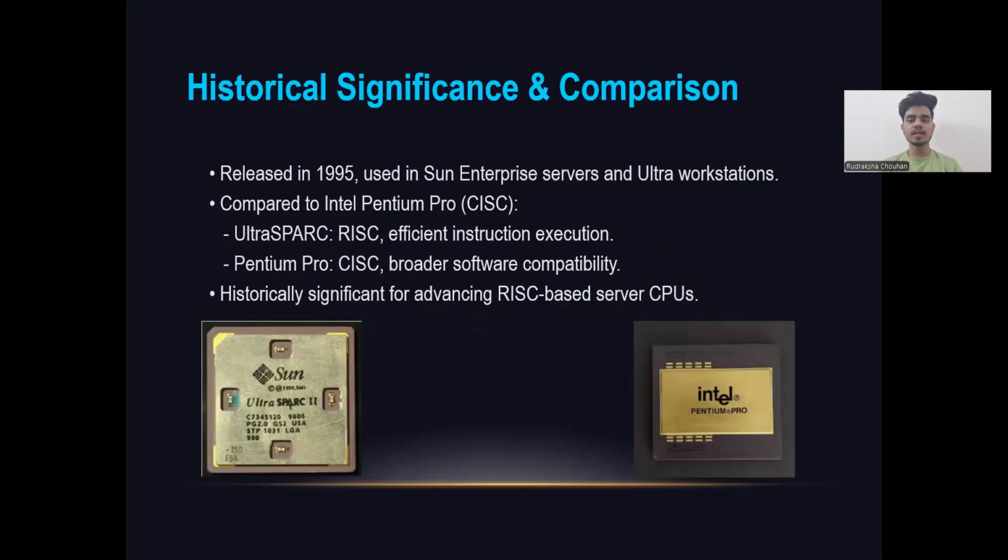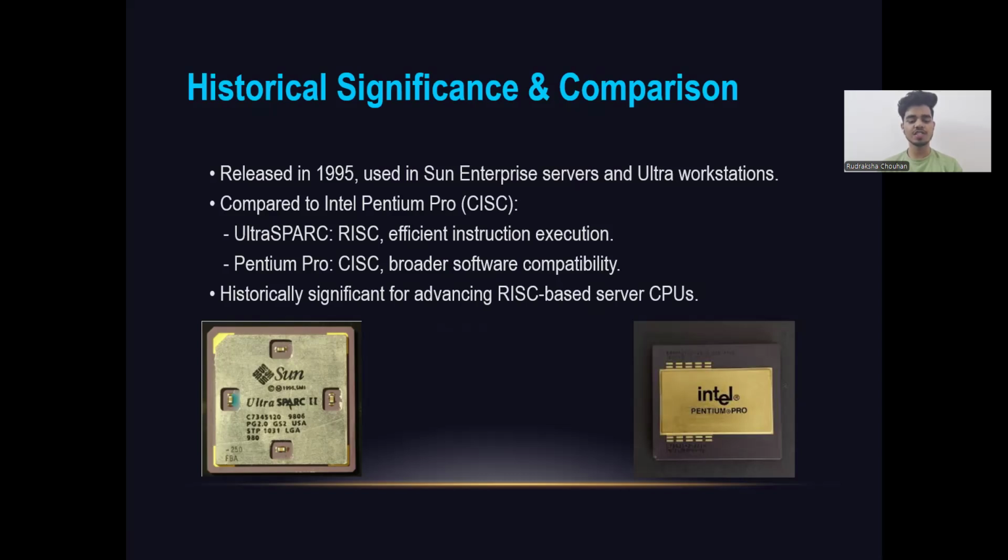So coming to its historical significance and comparison, the UltraSPARC processor was launched in 1995 and quickly became the backbone of the Sun Microsystems enterprise servers and workstations. At that time, it was competing with processors like the Intel Pentium Pro, which used a CISC, complex instruction set computer design, while the Intel processors focused on compatibility with other software and complex instructions.